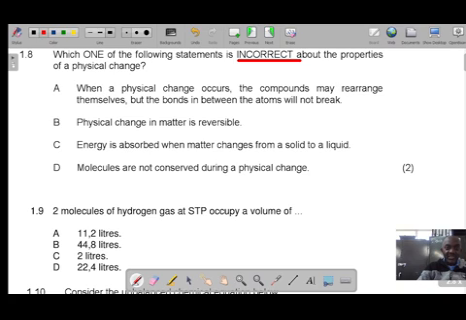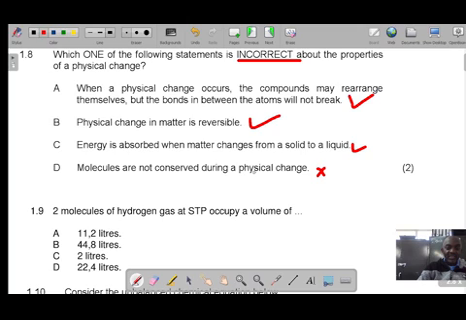When a physical change occurs, the compounds may rearrange themselves, but the bonds between the atoms will not break. That is correct. And physical change in matter is reversible. That's also correct. We know that, guys. Then energy is absorbed when matter changes from solid to liquid. That's also very correct. Now check here: molecules are not conserved during physical change. That is incorrect.